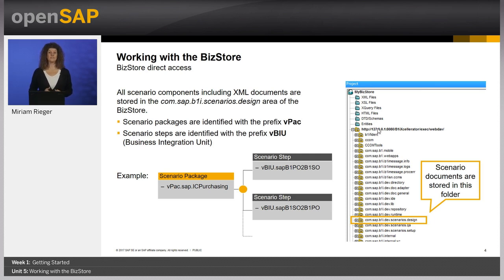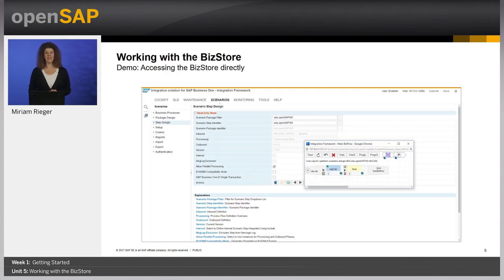Scenario packages are identified with the prefix vpack and the development prefix you entered. In this example, it's the scenario package vpack.sap.icpurchasing. The scenario steps are identified with the prefix YBIU, Business Integration Unit. You should develop a naming convention so that your scenario packages are easy to locate. Let's go to the demo to see the BIS store.